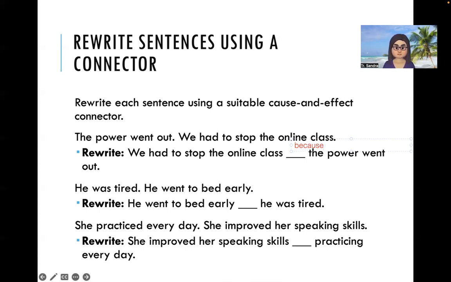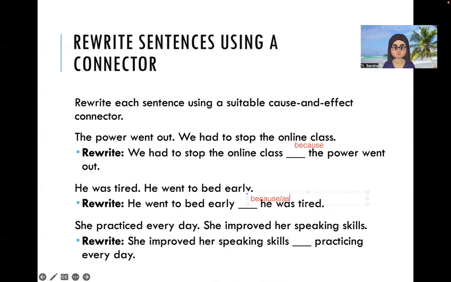So what about another one here? He was tired. He went to bed early. Which connector do we have to use? I think "because." Because, as, since. Of course. He went to bed early because he was tired. And we can also use "as." Okay, can we use "since"?